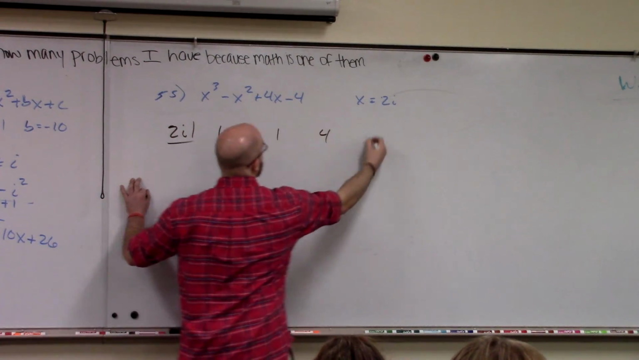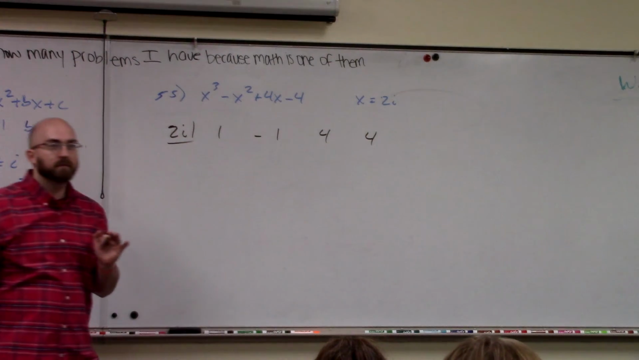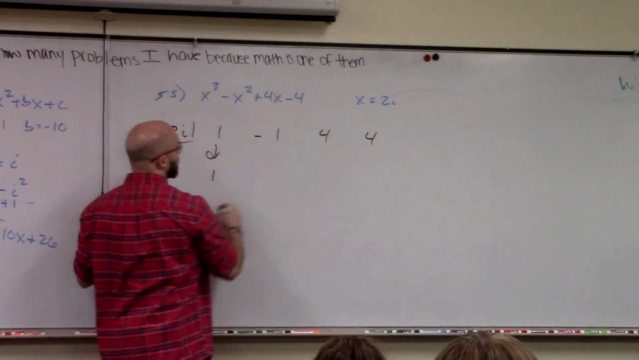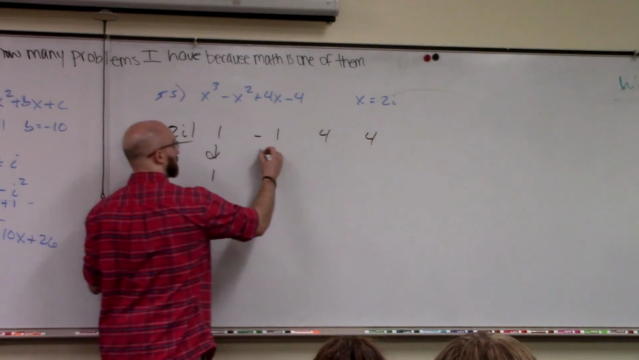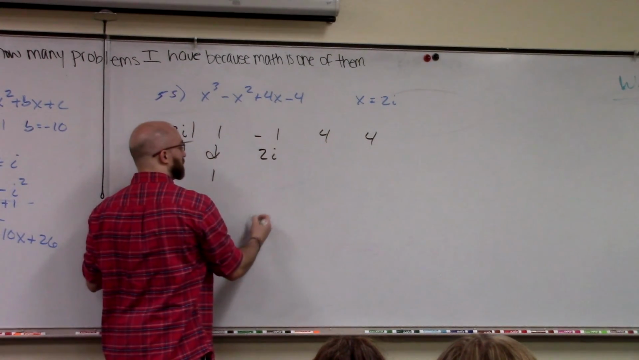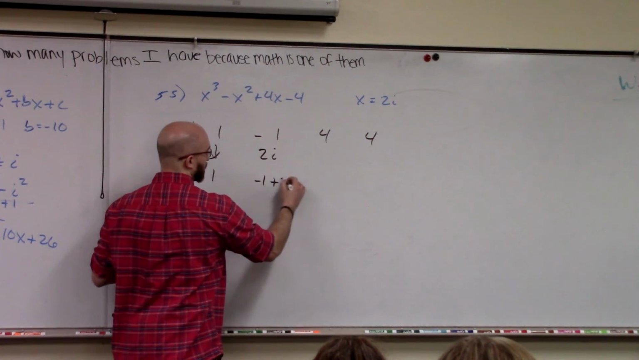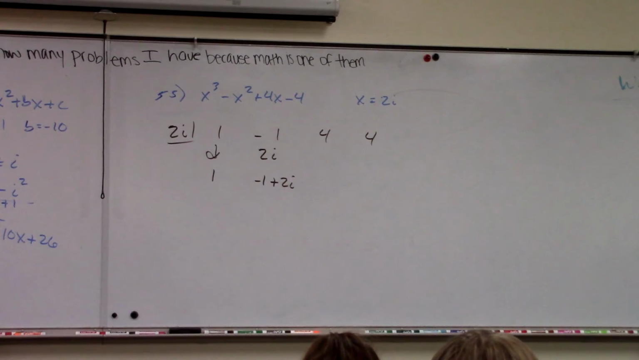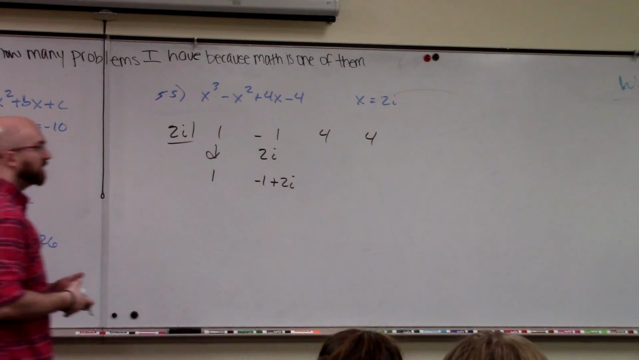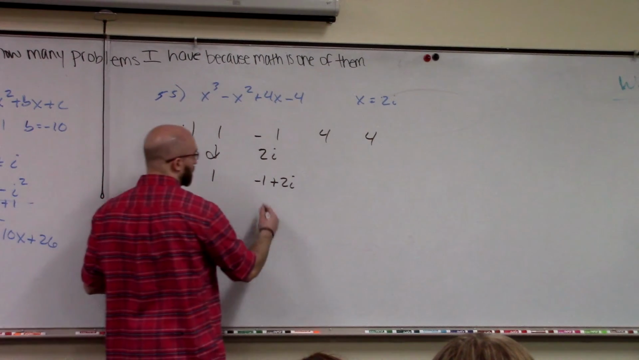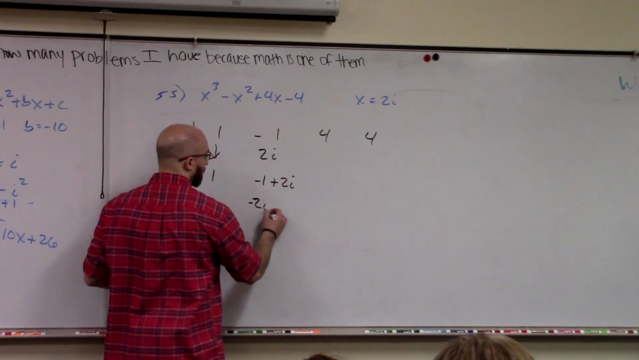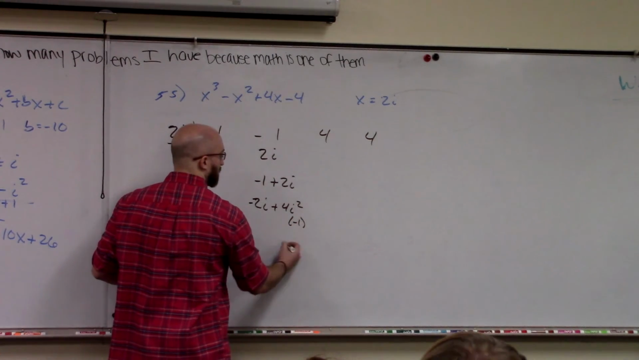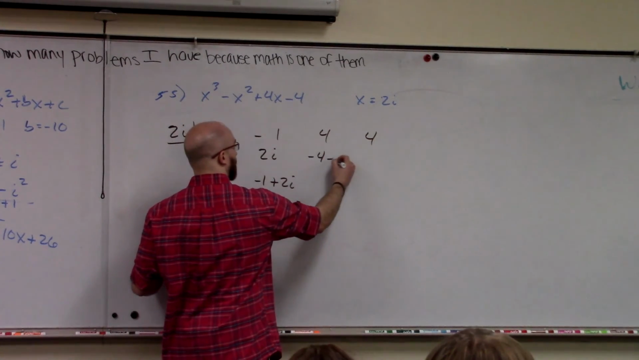So 2i is 0, right? Let's do our synthetic division. Drop down the 1 like we always do. 2i times 1 is 2i. Negative 1 plus 2i. Reals go with reals, imaginary goes with imaginary. Multiply by 2i, so you get negative 2i plus 4i squared. This becomes negative 4, so you get negative 4 minus 2i.